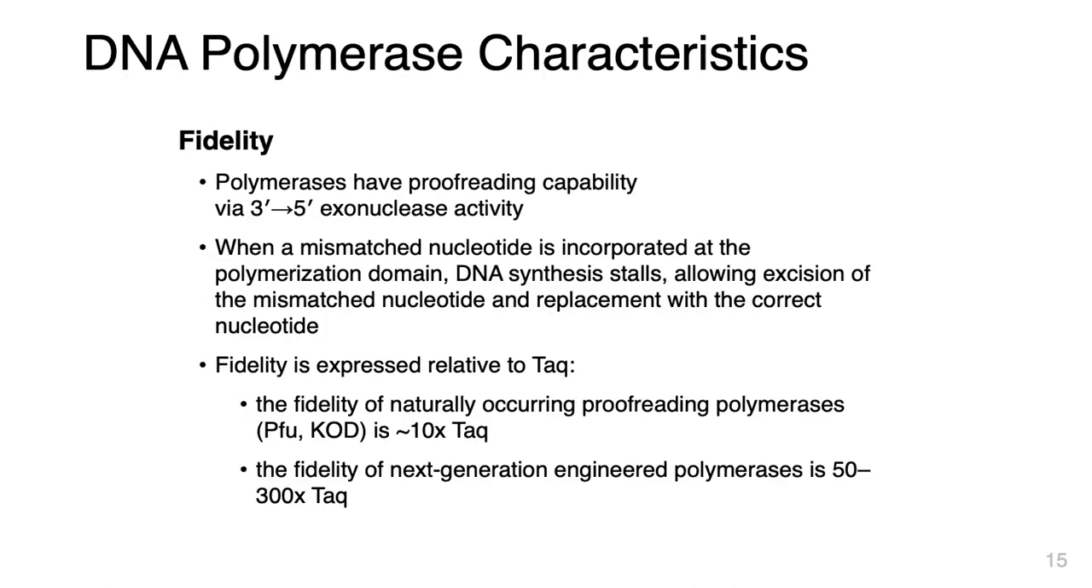Another characteristic of DNA polymerase is fidelity. Polymerases have a proofreading capability, and this occurs via a 3' to 5' exonuclease activity. When a mismatched nucleotide is incorporated at the polymerization domain, DNA synthesis will stall, and this allows excision of the mismatched nucleotide and replacement with the correct nucleotide. Fidelity is now expressed relative to Taq. The fidelity of a naturally occurring proofreading polymerase, such as Pfu or KOD, is around 10x Taq, and the fidelity of next generation engineered polymerases is 50 to 300 times Taq.